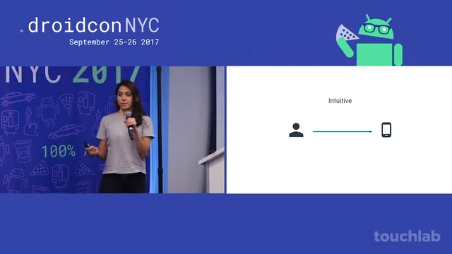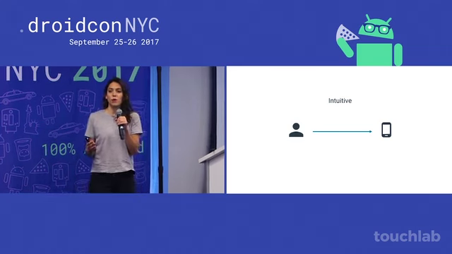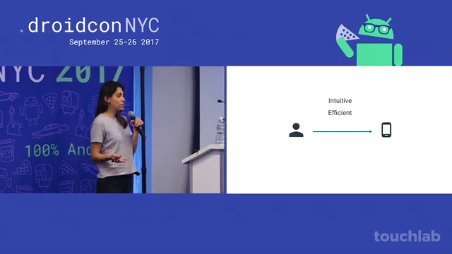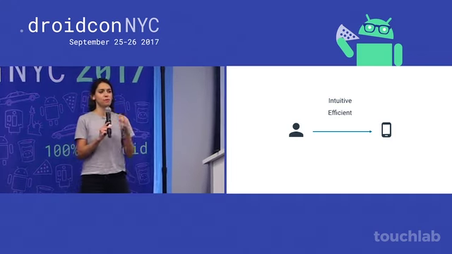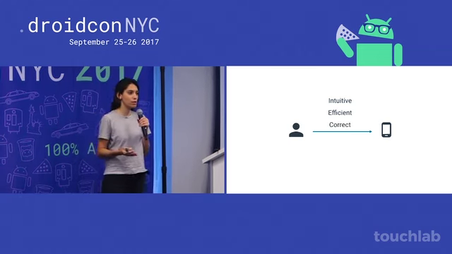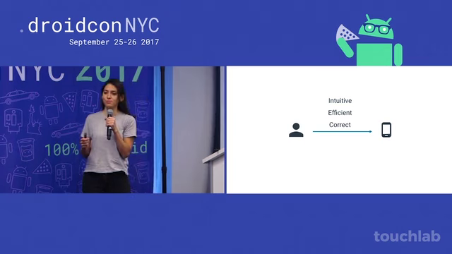We want them to be intuitive. So for example, for a Maps application, we want to easily know how to navigate from A to B. We want them to be efficient, so we want to get those navigation directions as fast as possible. We want them to be correct, because we want to know that we're on the right path from A to B, without any roadblocks, for example.